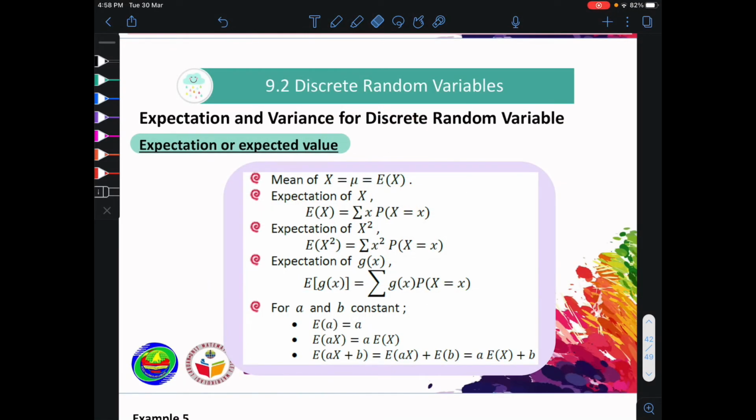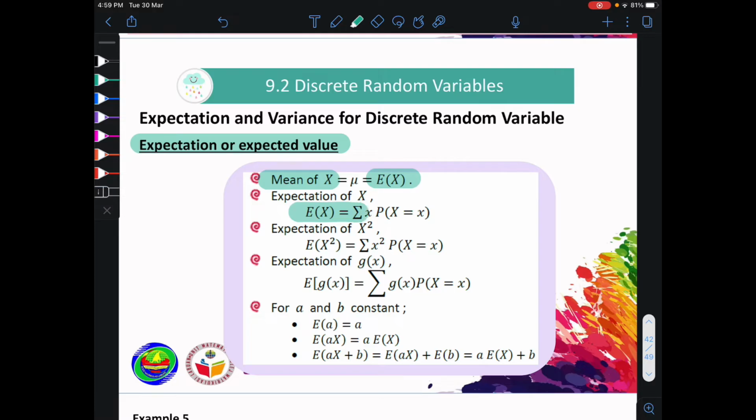In this video, we'll be learning about expectation and variance for discrete random variable. Let's start with expectation or expected value. Expectation or expected value is also the same as mean of X, which can also be noted as mu, or we can write it as E(X), or expectation of X.